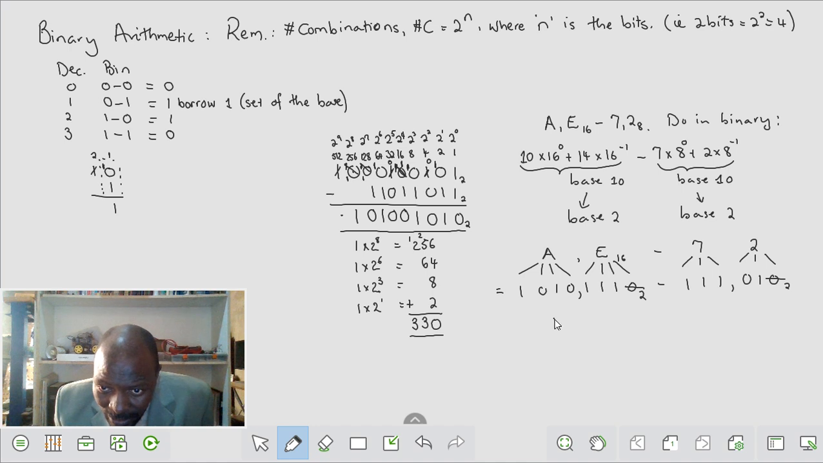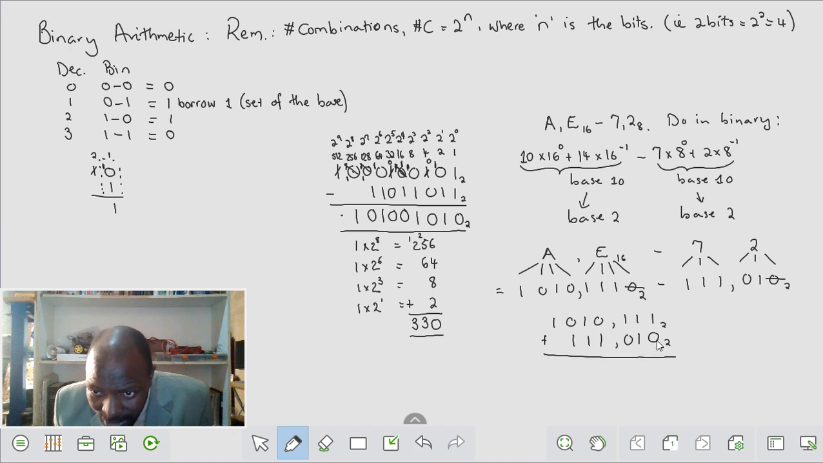So then align your digits. 1 1 1, then this is base 2, minus 0 1, base 2. You can just balance up the digits because you lose nothing. It actually makes your life much easier. Align the commas again. 1 1 1. I'm aligning the columns also.